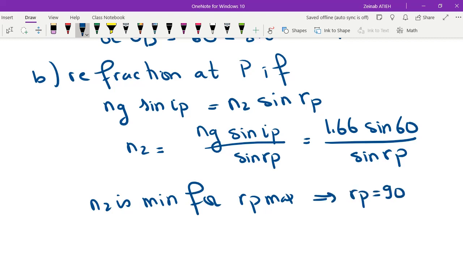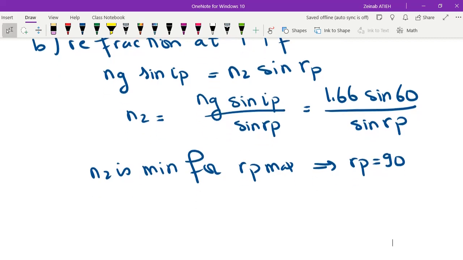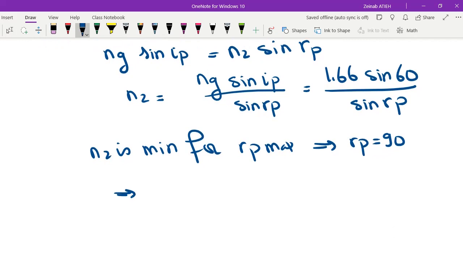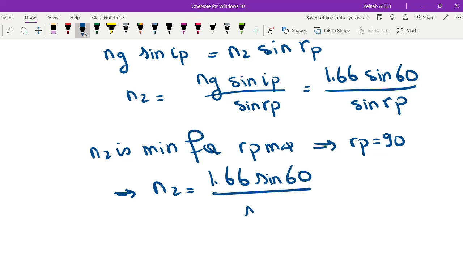After 90 I have total internal reflection. When the refracted angle is 90, in this case IP should be the critical angle. In this case N2 equals 1.66 sin 60 over sin 90. Calculate, you will get 1.43.